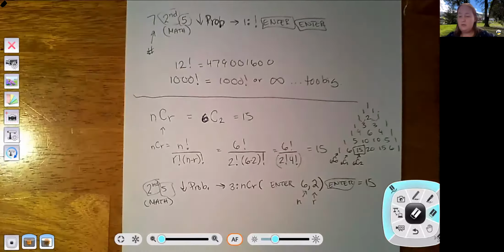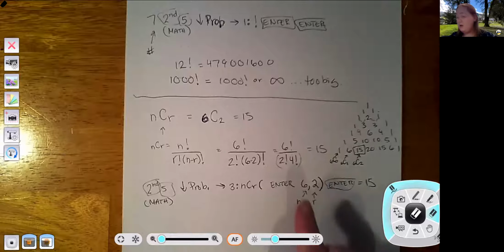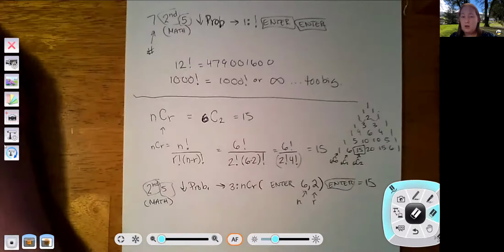So I hope that helps when it comes to calculating specific values of nCr. Good luck.